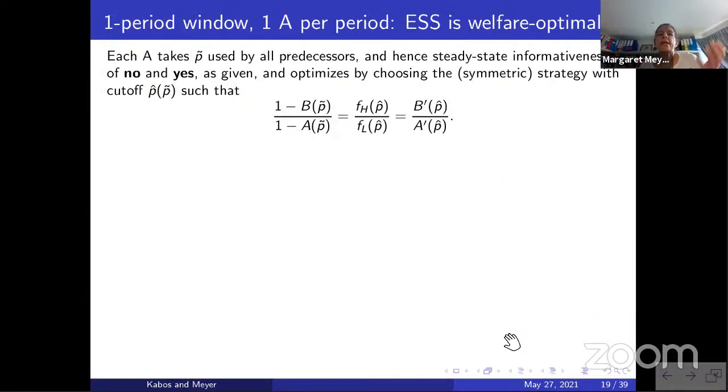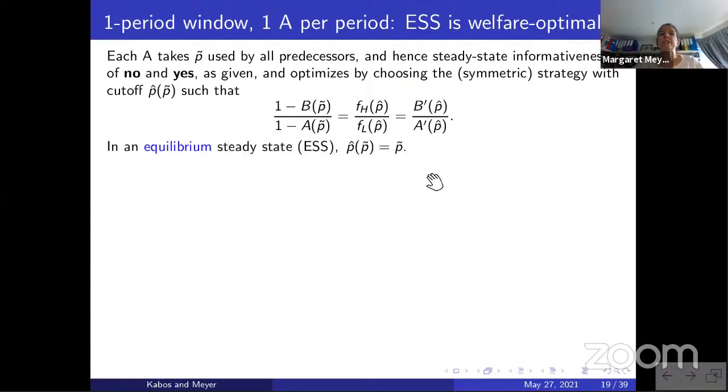Now, each agent is going to take the p tilde used by all their predecessors, and hence the steady state informativeness of each possible datum is given, and then optimize by choosing the symmetric strategy with a cutoff of p hat that equates this likelihood ratio to the likelihood ratio summarizing the informativeness of the observed datum. And given that B and A are just smoothed values of the CDFs, this likelihood ratio simplifies to B prime over A prime.